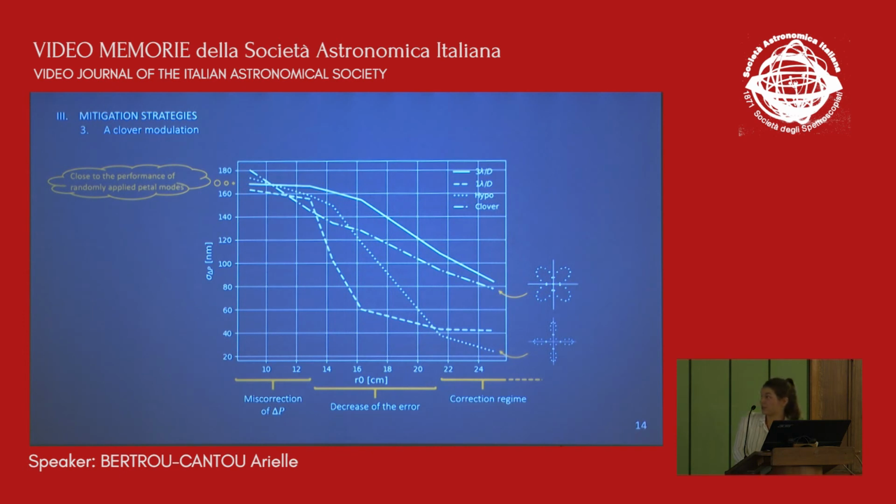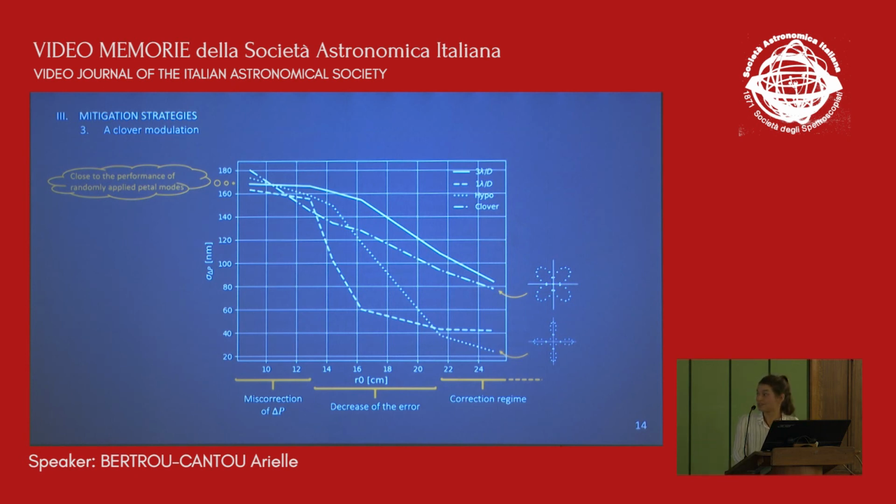So we have 4 curves here, one for each modulation, and we characterize 3 kinds of regimes. First, a miscorrection regime for bad atmospheric conditions. Basically here you could also just put some random correction of differential piston and you will get exactly the same performance. It means that the pyramid doesn't bring any information at this stage. Then you have a decrease of the error. And then when you actually correct for differential piston, you have a correction regime which also saturates, but on the good side.